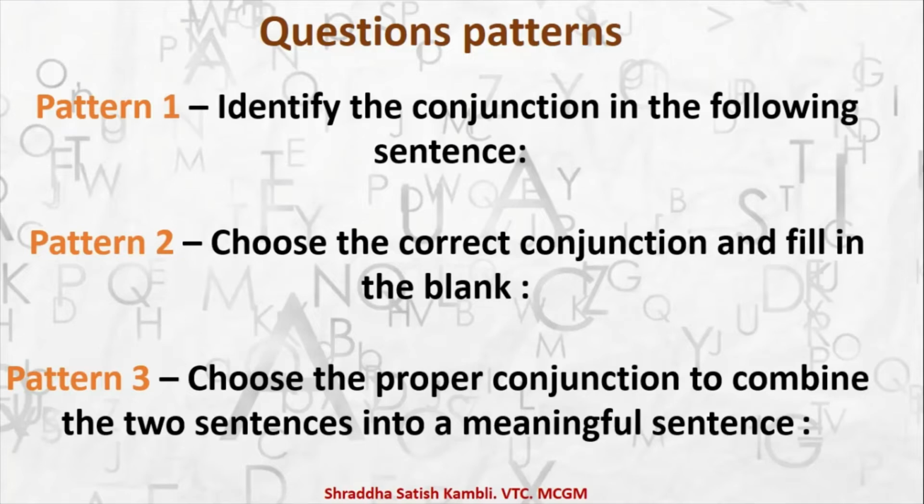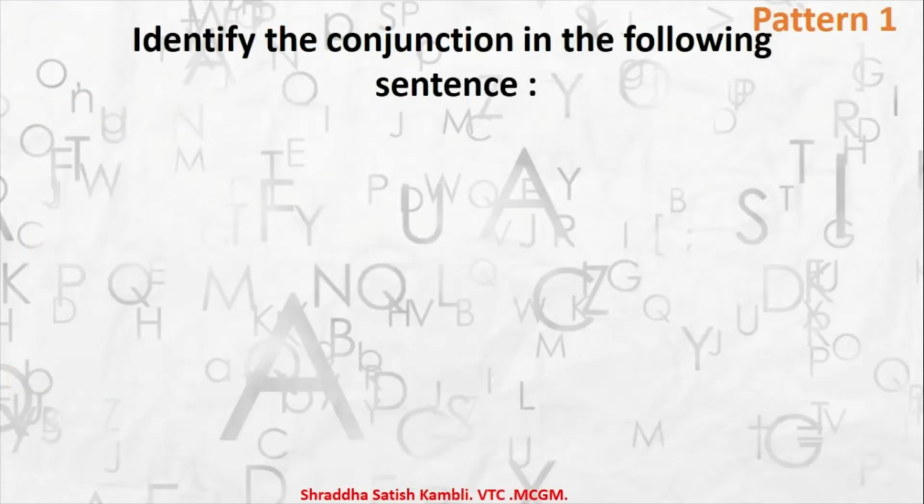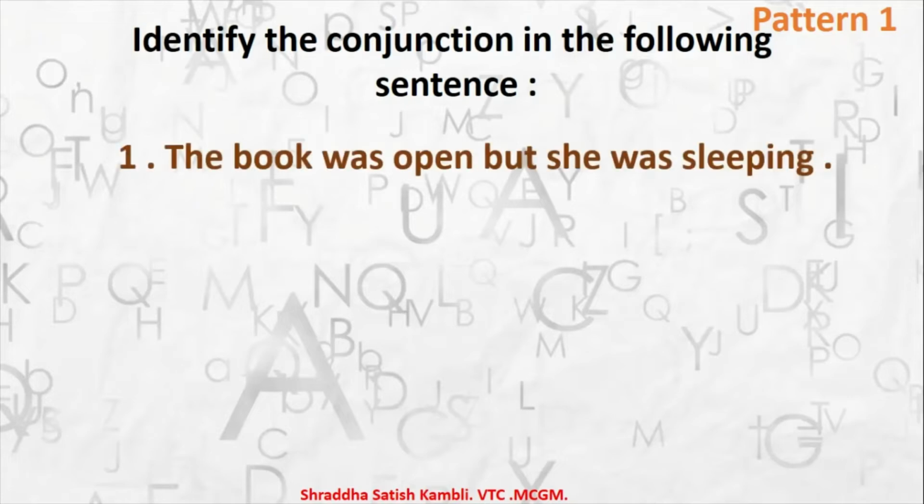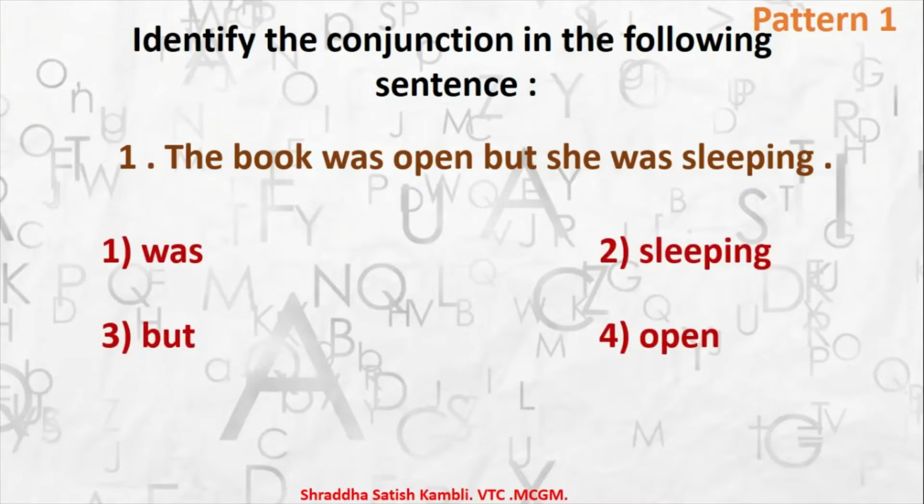Let us now do a few questions based on these patterns. We start with the first pattern, pattern 1, where we will identify the conjunction in the sentence. Here comes the sentence for you. The book was open, but she was sleeping. Let's see which of the words could be a conjunction. Option number 1 is was, option number 2 is sleeping, option number 3 is but, option number 4 is open.